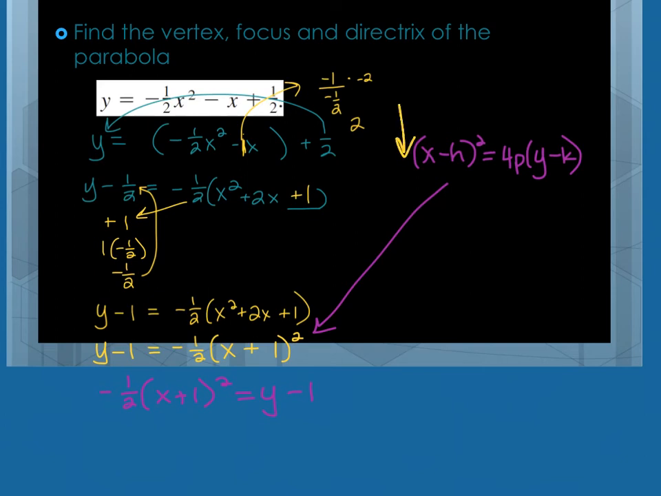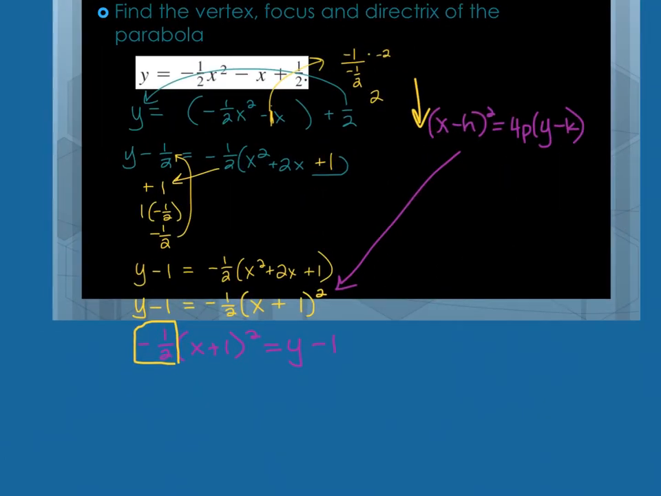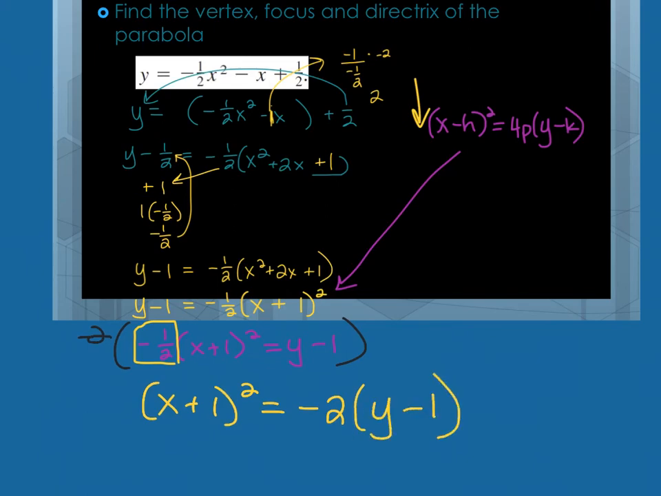Good. There's nothing on the front of this squared term. So whatever's on the front here, which is that negative 1/2, I have to get to the other side. So what would I do? You'd be dividing by negative 1/2, right? Or multiplying by negative 2. So I get x plus 1 squared equals negative 2 times y minus 1.